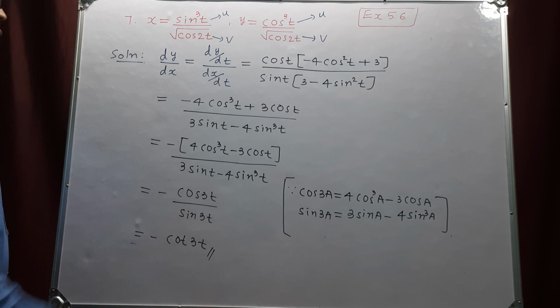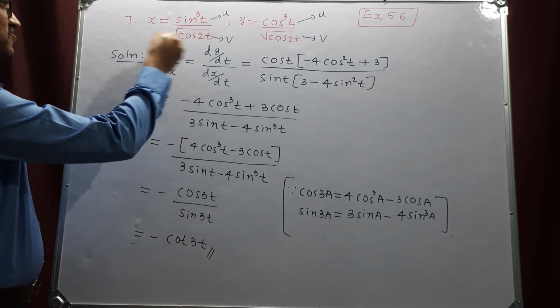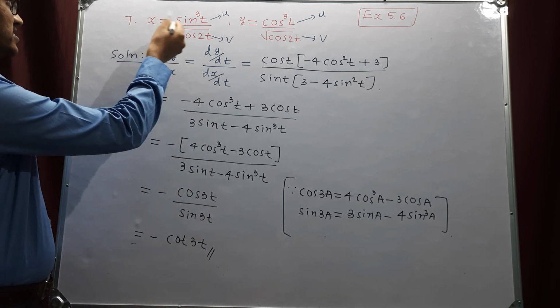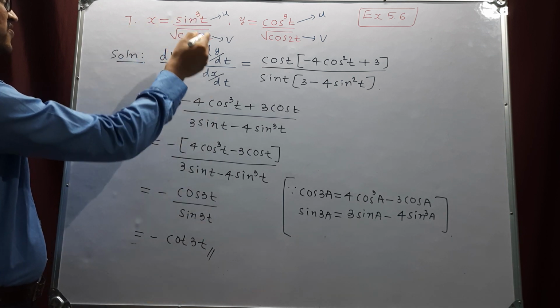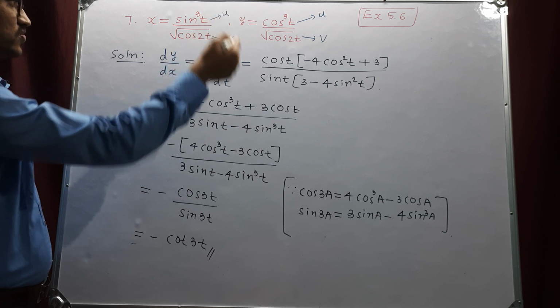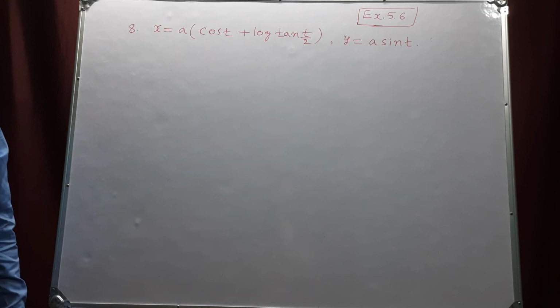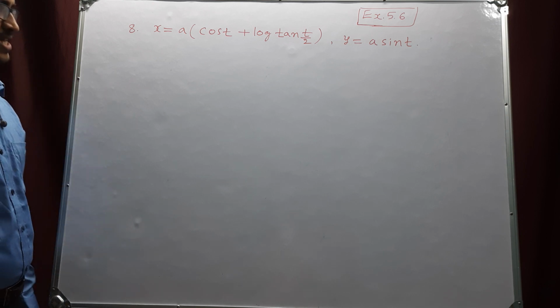So this is the value of dy by dx for the given question, that is x is equal to sin cube t by root of cos 2t, as well as y is equal to cos cube t by root of cos 2t. Eighth question. x is equal to a into cos t plus log tan t by 2. y is equal to a sin t. So we have to find dy by dx.